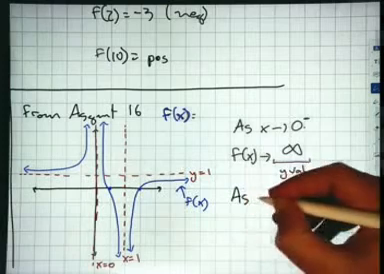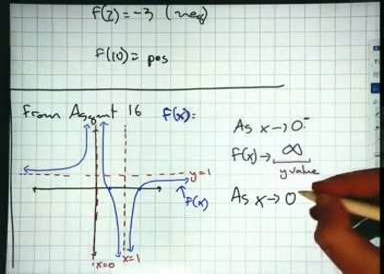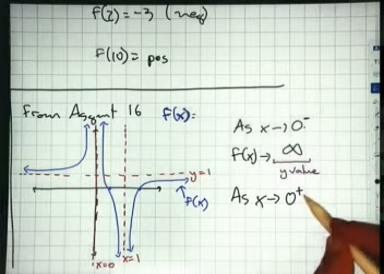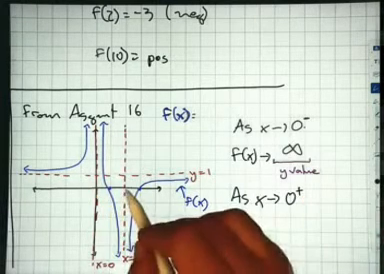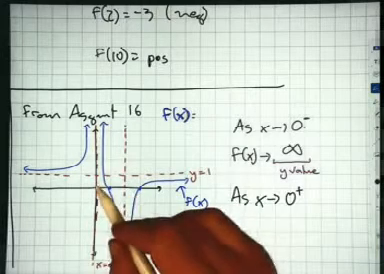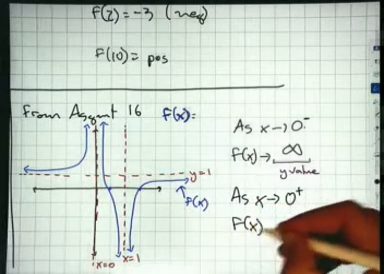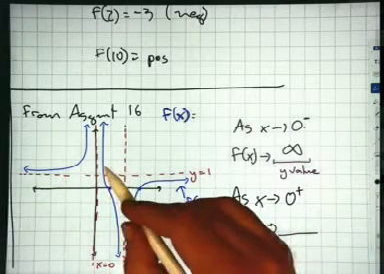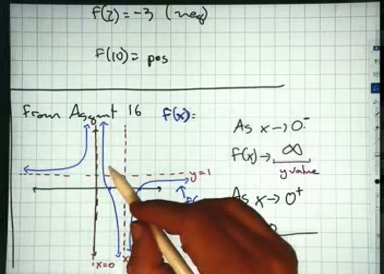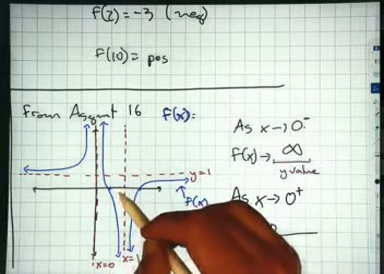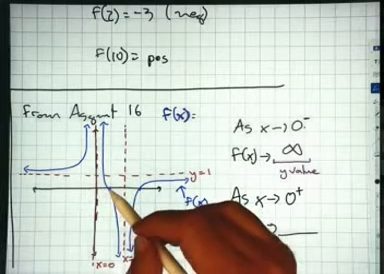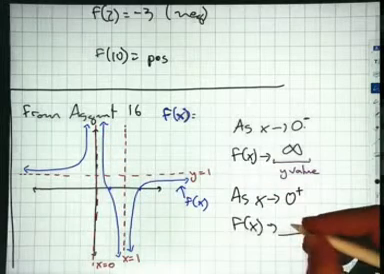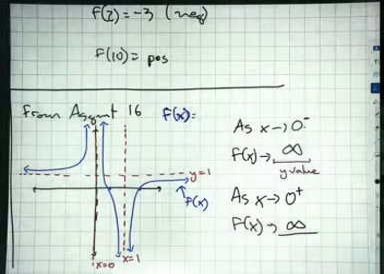We can also do as x is approaching 0 with a plus sign, which means you're approaching 0 from the right. So you're on the right side of 0 and you're getting closer to 0. What is the function doing? As x gets closer and closer to 0, my graph is going up. What's the y value that it's getting close to? It's getting close to infinity.